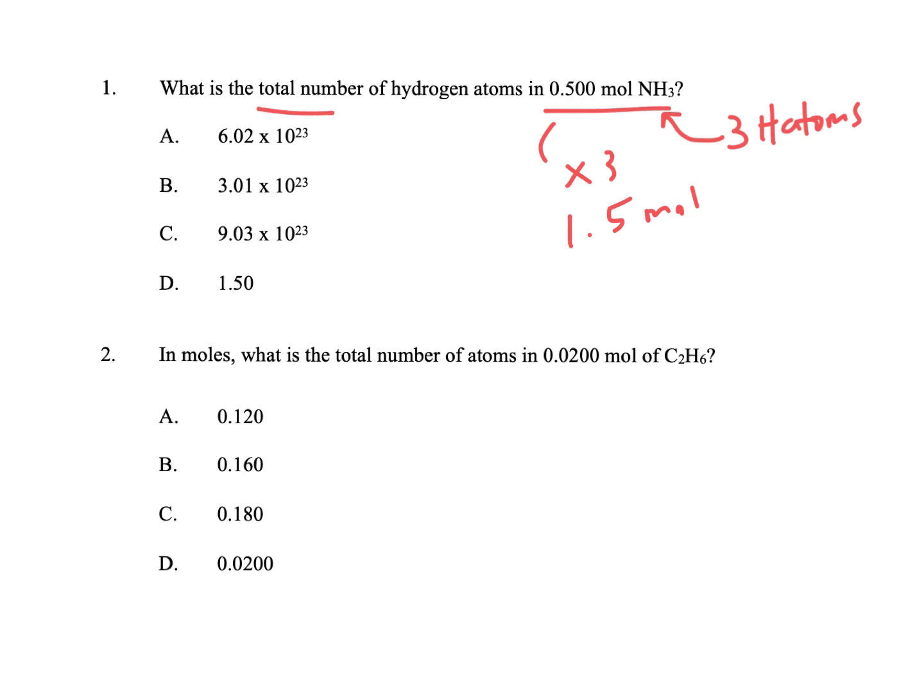So 1.5 moles is going to be 6.02 times 10 to the 23 times 1.5, which is going to be about 9 times 10 to the 23 roughly. So C is the answer.